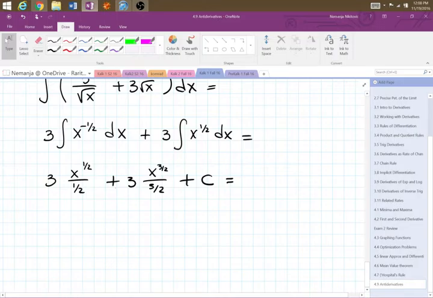So now the 2 in the denominator goes and multiplies 3, so I get 6. And this is the square root of x. Plus the same thing happens on the second one, which is, well, actually 3 and 3 cancel. So I get 2, and then I have the square root of x cubed. And then plus c.